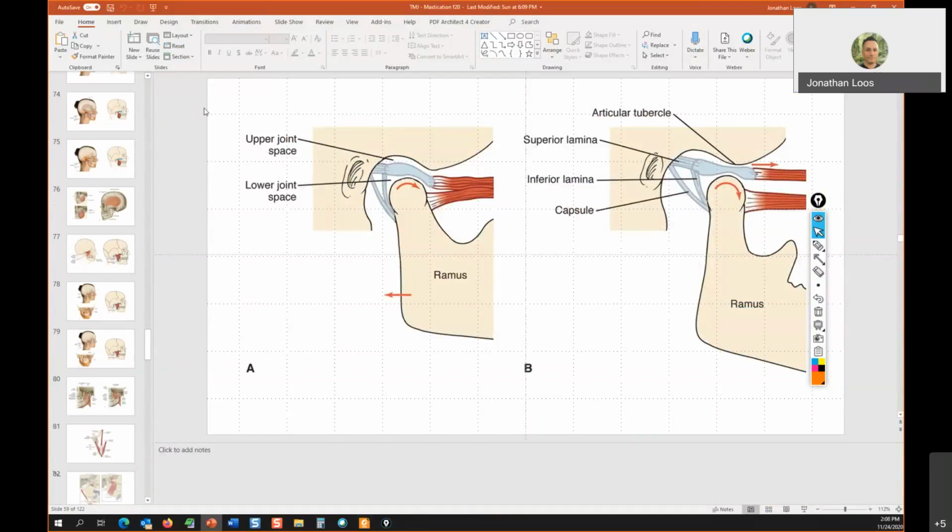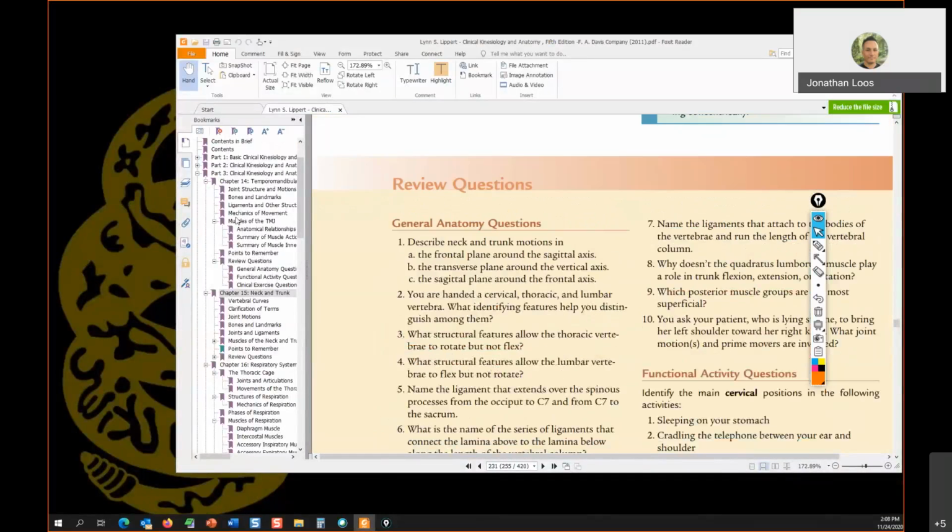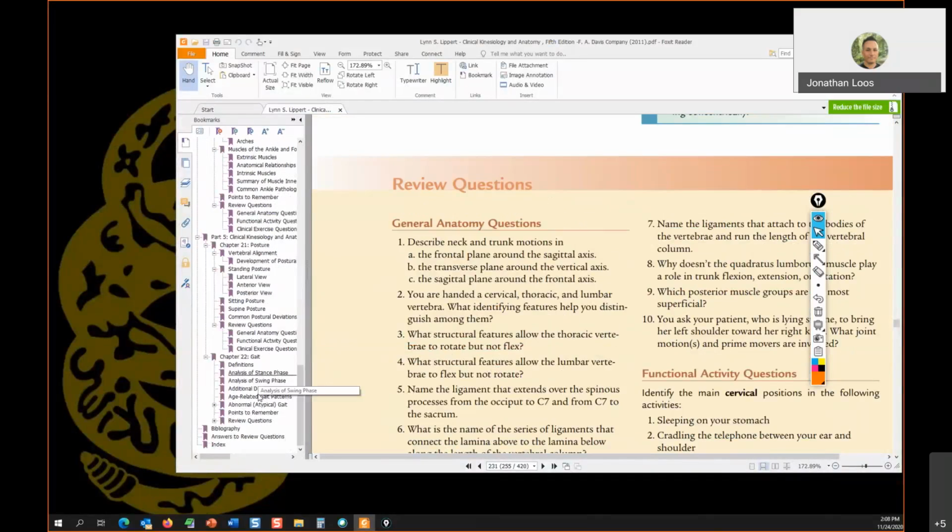I think it's chapter 15, the neck and trunk. Review the temporomandibular joint, the TMJ, neck and trunk. If you watched those videos in the respiratory system, you have quite a bit of it done already, and I have it reintegrated into the thoracic spine, so get a review of that. And then what's left is down here, which would be the posture and gait.